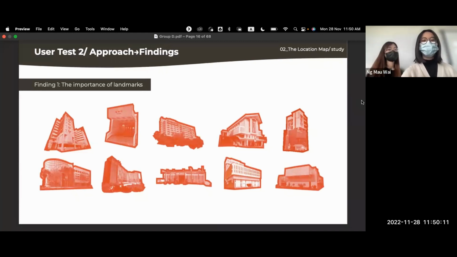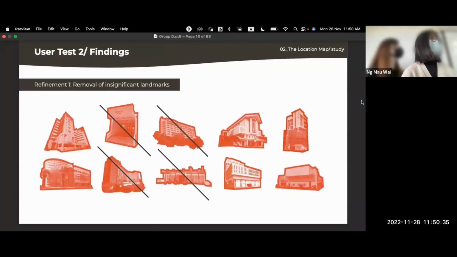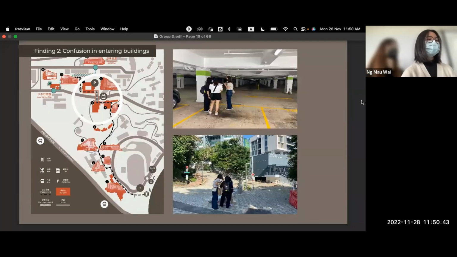Based on the user test, I'm now going to explain some of the approaches with the support of our findings from the user test. The first finding is that landmarks are extremely important for users to confirm they are on the right path. During the user test, users were extremely dependent on the landmarks, and they constantly checked the map to see whether they had found the landmarks or not. Therefore, we believe landmarks are an important element that should be included in the map. And we did not add all the landmark graphics, and chose the ones that really worked during the user test.